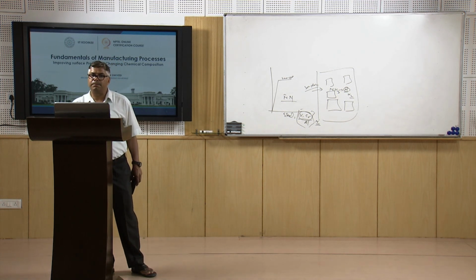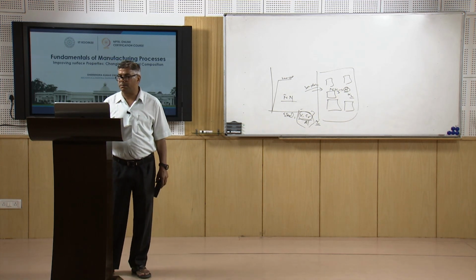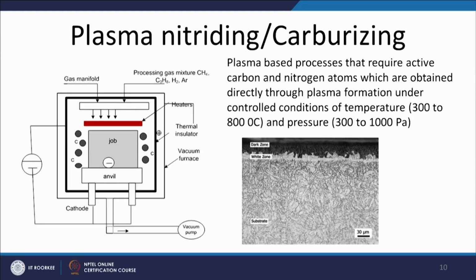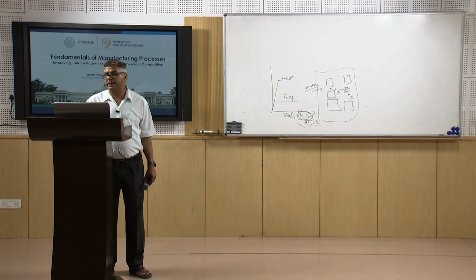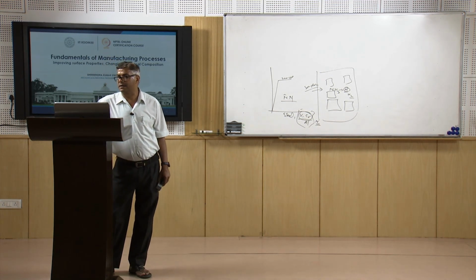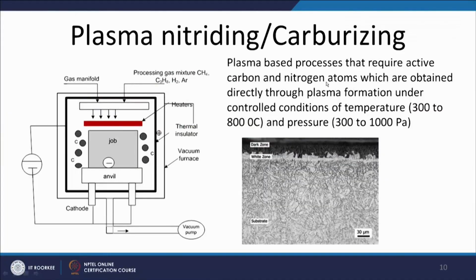Plasma nitriding and plasma assisted carburizing are another set of processes where, instead of the decomposition of gases into the atomic state, the constituents like active nitrogen and carbon are obtained directly through plasma formation. The plasma is formed using suitable gases so that we have the desired carbon and nitrogen in the environment, and this is achieved at quite low temperatures, like 300 to 800 degrees centigrade, and under a pressure of 300 to 1000 Pa.